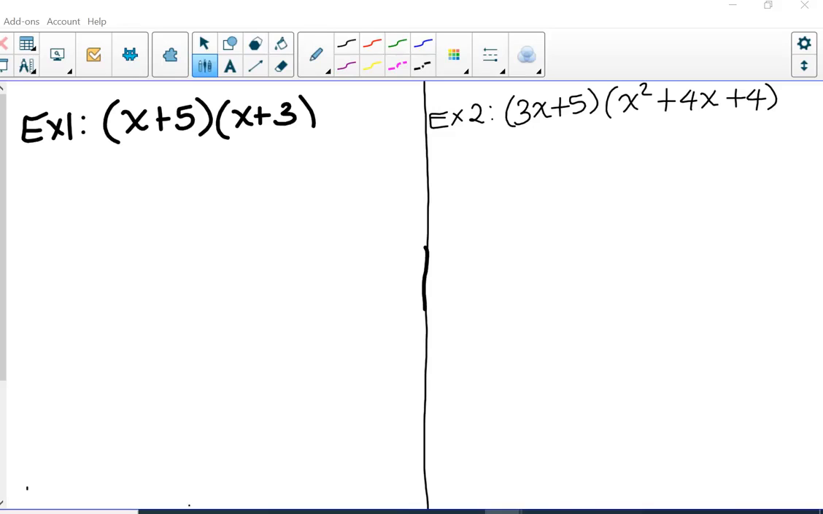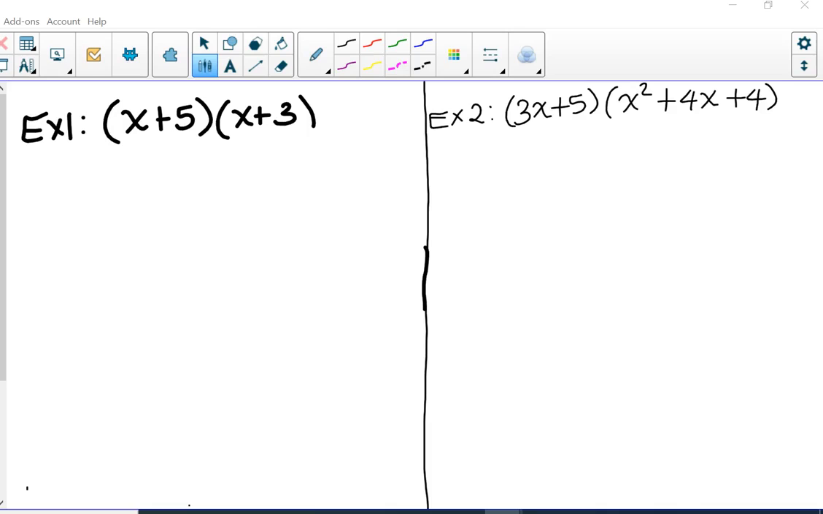Okay, so we're going to go over 3 examples for multiplying polynomials, and they're going to go in increasing order of difficulty, sort of. So we'll start with the first one. We're multiplying 2 binomials, x plus 5 times x plus 3. What you want to do is multiply every term inside your left-hand parenthesis into every term in your right-hand parenthesis.